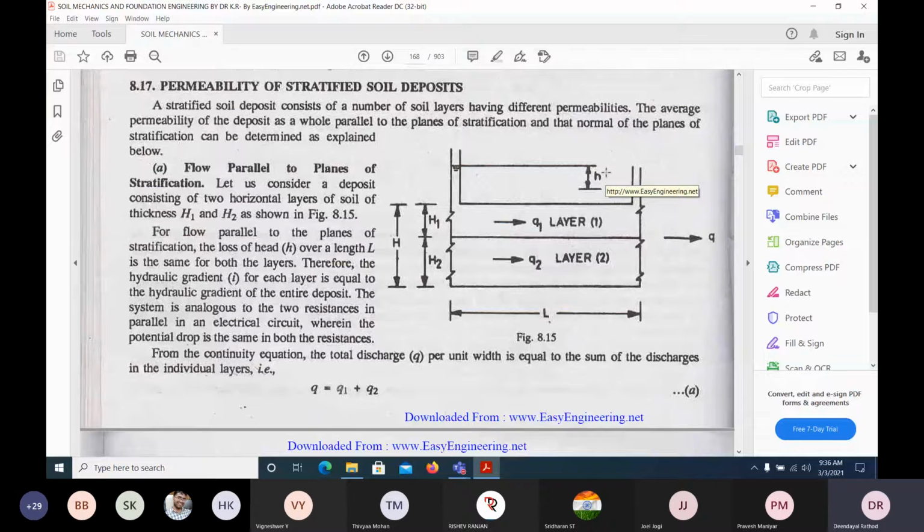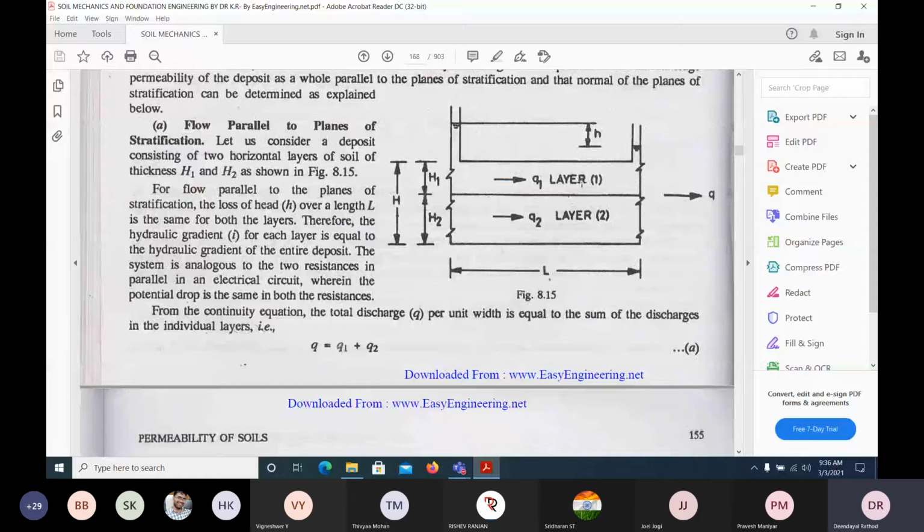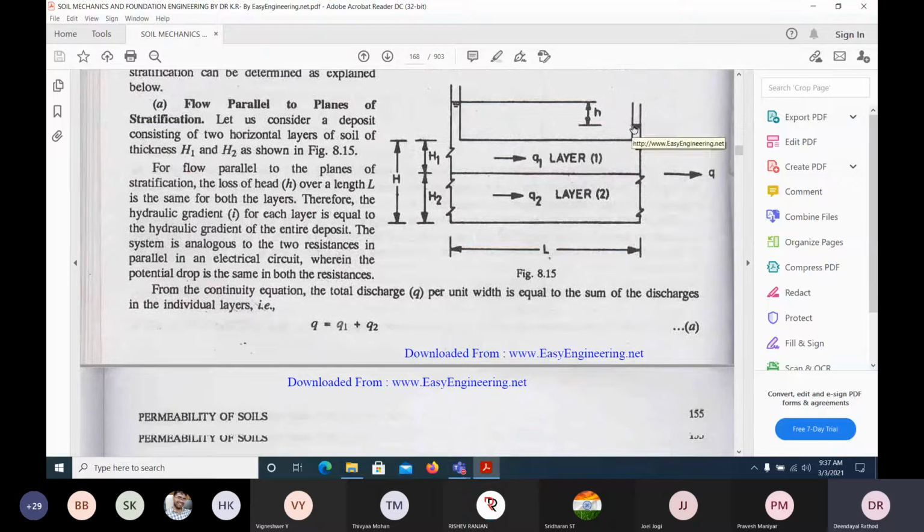From the continuity equation we can write that the discharge per unit width is equal to the sum of all discharges. That means whatever q we are talking about would be equal to q1, q2, q3, q4, q5 and so on. Discharge would be the same, so we can add it. But the head difference would be only H. Wherever you put a piezometer to find the head, water will rise up to that particular level.